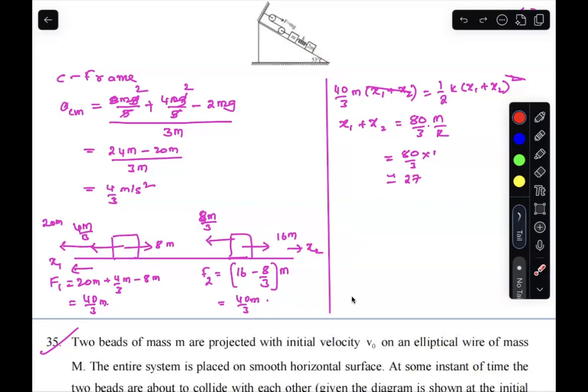In C frame, total force on this is 40m by 3. Similarly, total force on this is 40m by 3, but in this direction. In this direction, work done is 40m by 3 times x1. In this direction, 40m by 3 times x2. Total work is this. This entire work is stored in the spring as elastic potential energy. From this, I got x1 plus x2 as 80m by 3k. Solving, you get 27. Remember, C frame is what you need to apply.